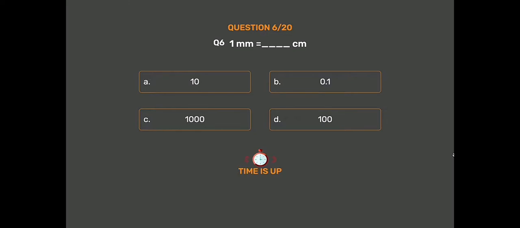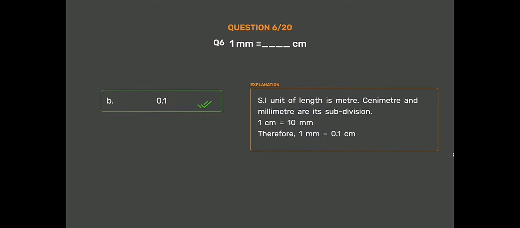The correct answer is option B. 0.1. SI unit of length is meter. Centimeter and millimeter are its subdivisions. 1 centimeter equals 10 millimeters, therefore, 1 millimeter equals 0.1 centimeters.